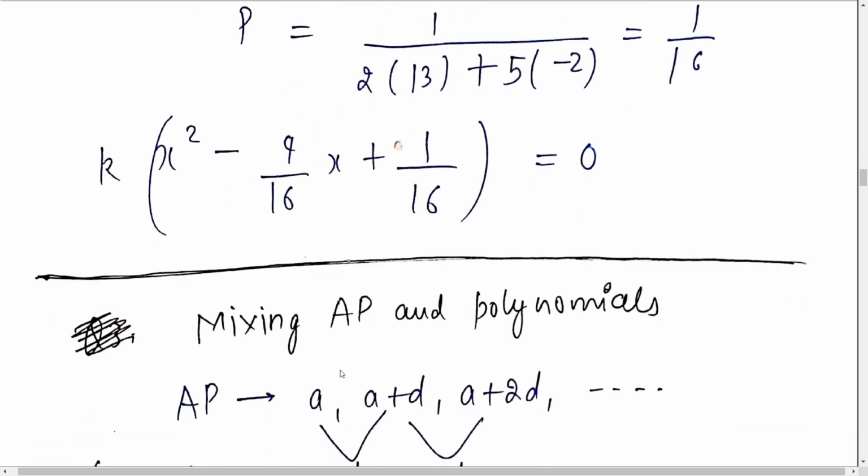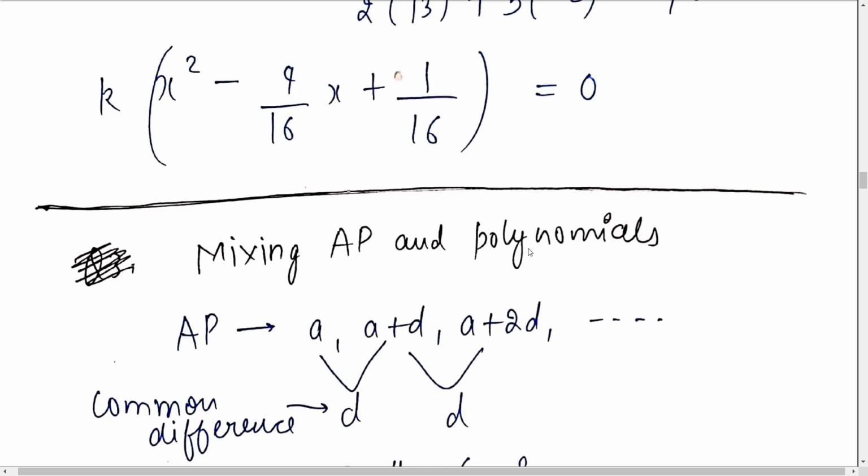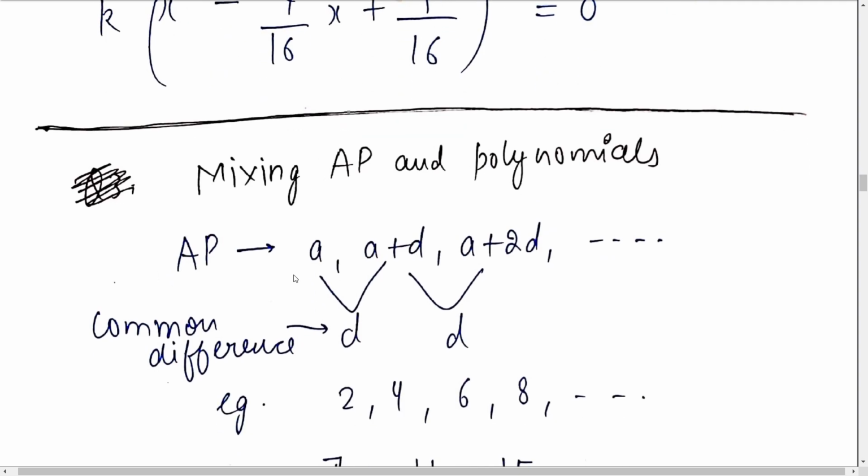So the next category is mixing AP and polynomials chapter. This is one of the categories in this chapter. Here we mix that. This is arithmetic progression. This is one of the chapters in your NCERT textbook. So what is an AP, for those of you who don't know? AP is a sequence of numbers where the difference between the consecutive terms is constant.